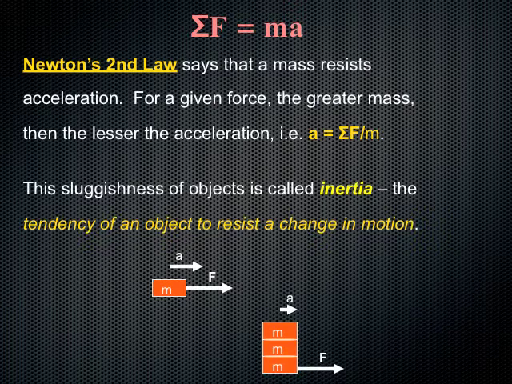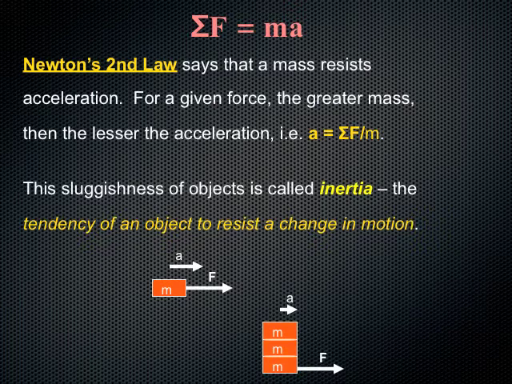Recall that Newton's second law says that a mass resists acceleration. That's the idea of inertia. For a given force, the greater mass, the lesser acceleration. That's what we just saw graphically, and we just discussed in terms of pushing on the elephant or pushing on a dog.